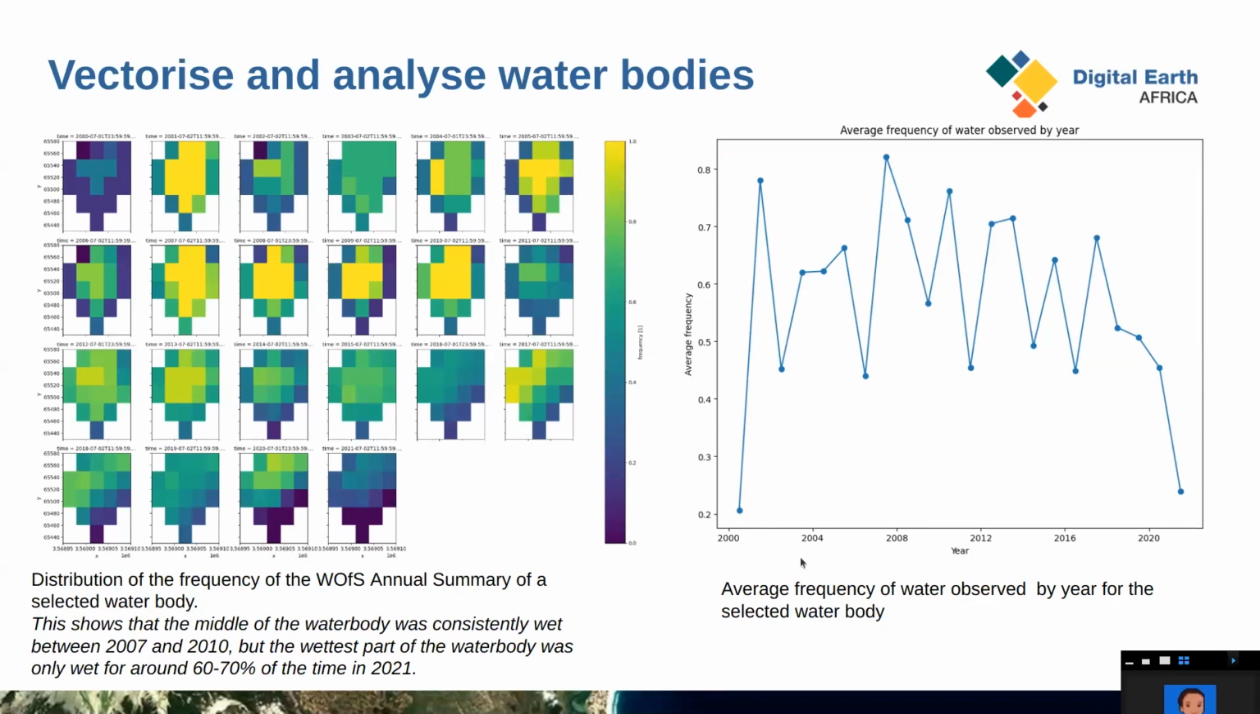We can also see the average frequency of water observed for this selected water body over time varies greatly. Like in 2000, the average frequency was 0.2, but as it progressed between 2008 and 2012, we have the highest frequency where water is observed in the water body. Then it continues to dip as we come closer to 2020.